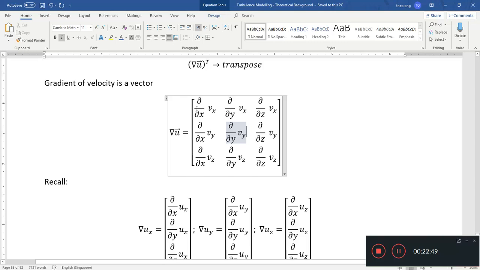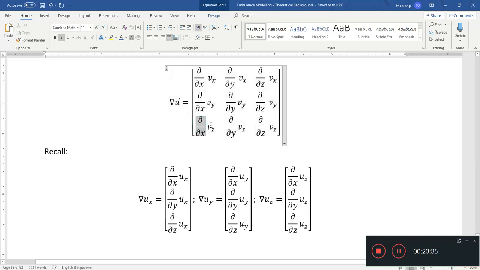So you notice in the x equation, they usually correspond to the first row. The first row has three components here: del by del x of vx, del by del y of vx, del by del z of vx. Likewise for the y. So this is like the first row of this matrix or this tensor. It will have, of course, the stuff that will appear in the x momentum balance. The second row will appear in the y momentum balance. These three, and of course the last row will appear in the z momentum balance. So hopefully that helps you to know how these terms of the gradient of velocity actually come about.